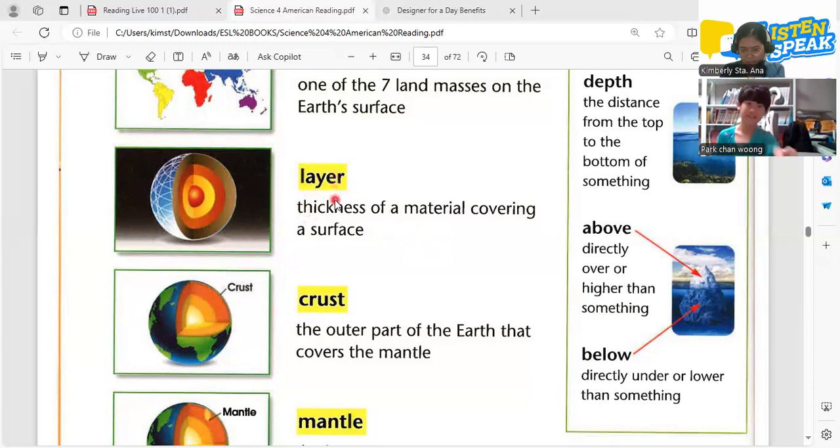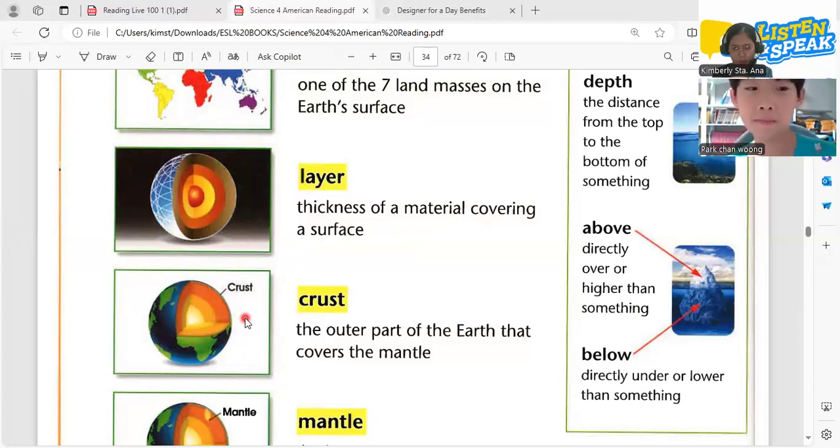What's the next word? Layer. The next word is layer. So, what is a layer, Evan? Thickness of the material covering a surface. Yes, so when we say layer, these are like stairs. It has different levels.